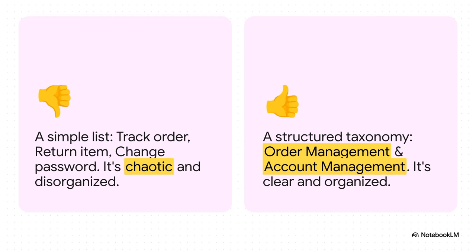Okay, now this is where it all starts to click. Look at the left. That's the chaos we were just talking about. Just a random list. But on the right, that's order. That's clarity. By grouping related tasks into logical categories, like order management or account services, we're creating a map that our AI can actually read and follow.